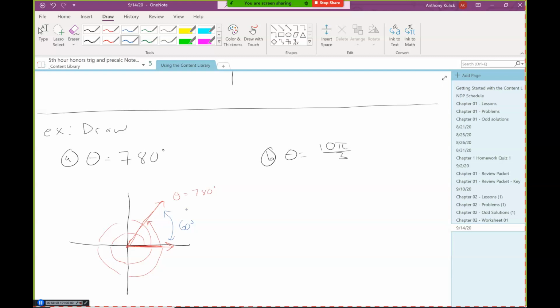There's what 780 should have looked like. You should be in the first quadrant, or the angle that you make with your terminal side and your initial side would essentially be 60 degrees.